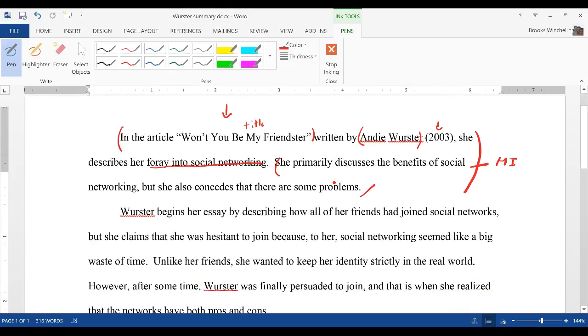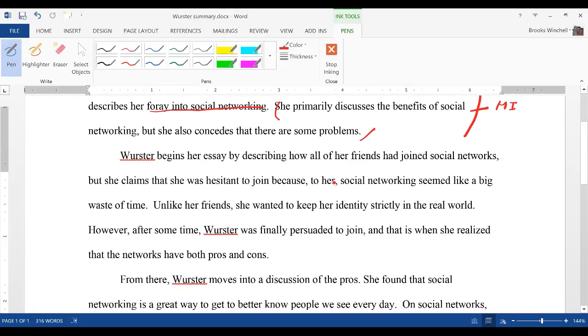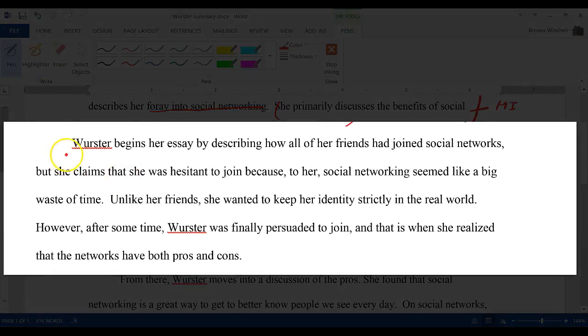From there, the author moves into more detail of the article. So she starts with author, title, main idea, and then she moves into the article. Worster begins her essay by describing how all of her friends had joined social networks, but she claims that she was hesitant to join because to her, social networking seemed like a big waste of time. Unlike her friends, she wanted to keep her identity strictly in the real world. However, after some time, Worster was finally persuaded to join, and that is when she realized that the networks have both pros and cons.